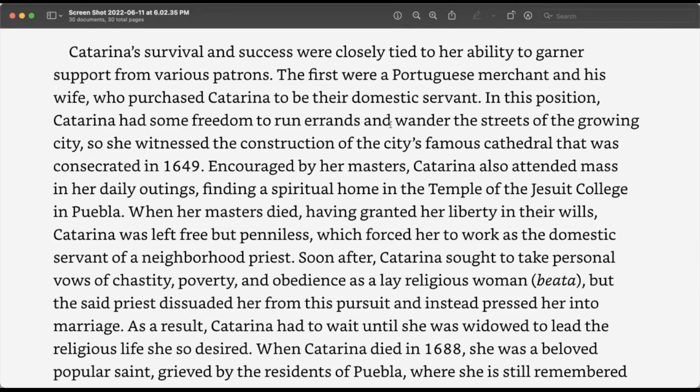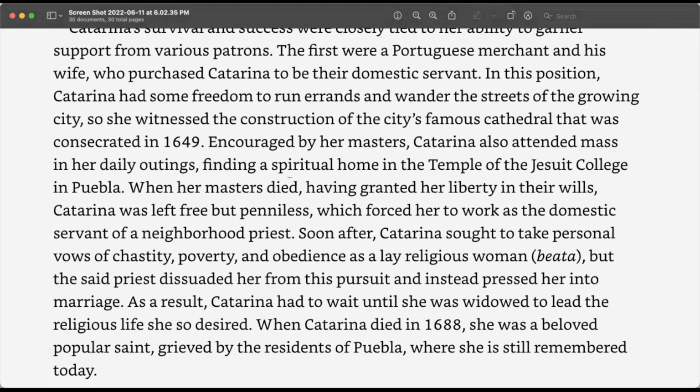Soon after, Katarina sought to take personal vows of chastity, poverty, and obedience as a lay religious woman, Beata, but the said priest dissuaded her from this pursuit and instead pressed her into marriage. As a result, Katarina had to wait until she was widowed to lead the religious life she so desired. When Katarina died in 1688, she was a beloved, popular saint, grieved by the residents of Puebla, where she is still remembered today. They even have a statue of her. They show it in this book.